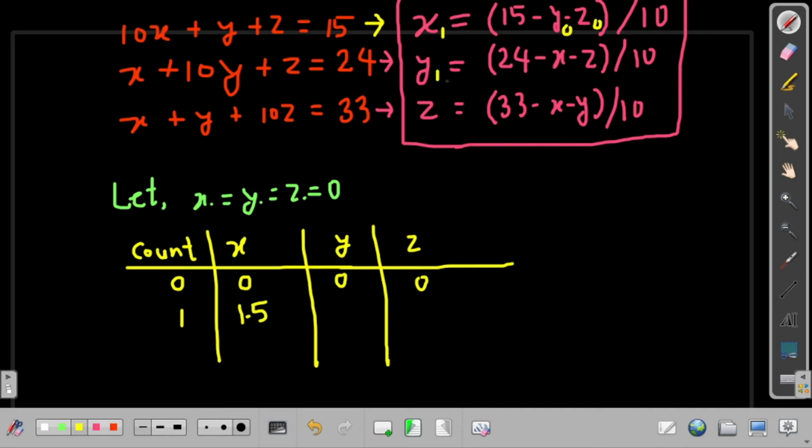Now we'll find y1. To find y1, we will put x1 here because we already found x1, which is the higher approximation, and we will use z0 over here. By this, we can find the value of y1. The value of y1 will be 24 minus 1.5, 22.5 by 10, which is 2.25. And to find z1, we can put the values of x1 and y1, and it will give us z1 to be 2.925.